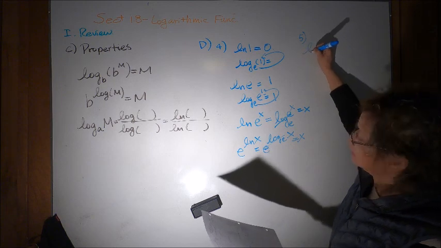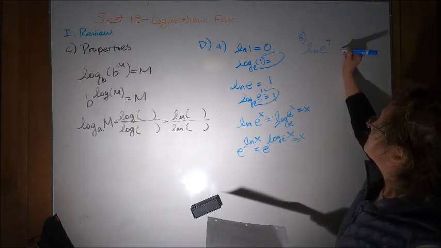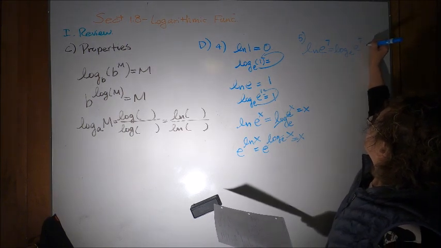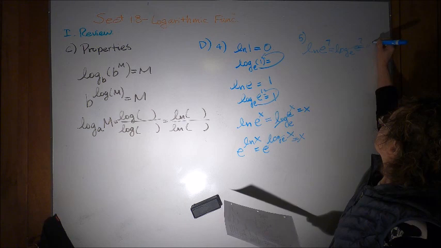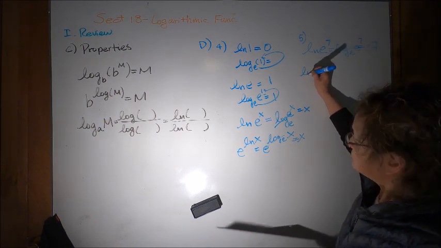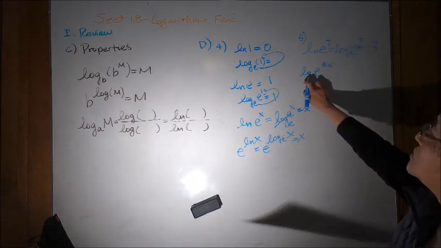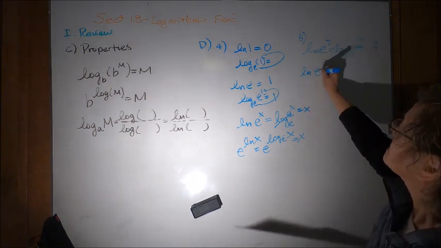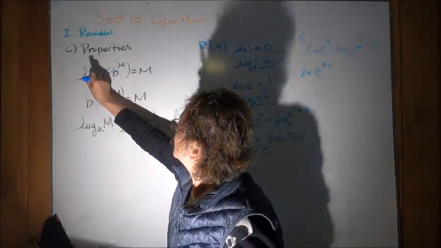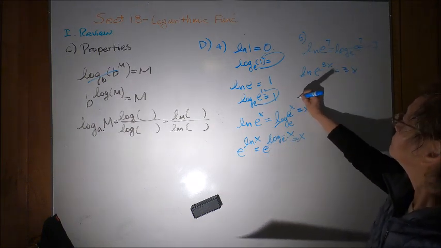Then look at the 5 portion, natural log e to the 7. So that would be log base e of e to the 7. Oops, that should be 7. And natural log e to the 3x. Natural log actually is log base e. So use this property, right? So you will have 3x.